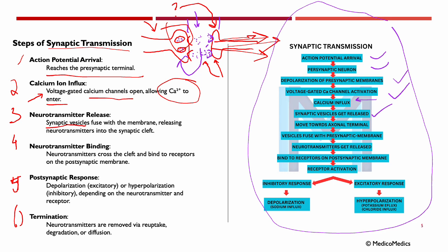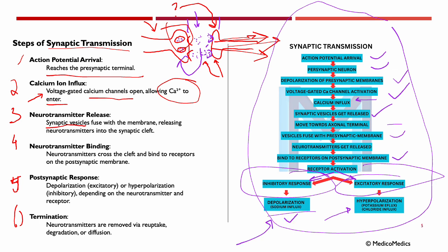These neurotransmitters then move into the cleft, and then they reach their receptors, and then binding with the postsynaptic membrane, and then we have the response, either an inhibitory response or excitatory. And this is directly correlated to what kind of polarization occurs. Is it a depolarization due to sodium influx, or is it hyperpolarization due to potassium efflux or chloride influx? And/or.